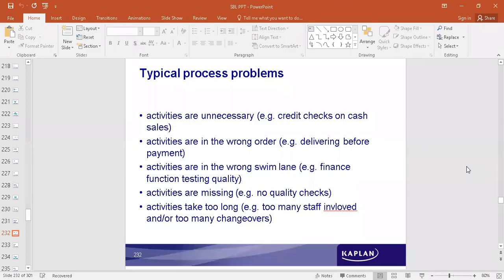The typical process problems that are to be taken up, what can be identified, avoided. There are certain activities that are unnecessary, like the example given, credit checks on cash sales. Activities are in the wrong order, for example delivering before payment. Activities are in the wrong swim lane, for example the finance function testing quality. Then activities are missing, for example no quality checks are taking place. Activities take too long, with too many staff involved and or too many changeovers. So activities take too long to complete.